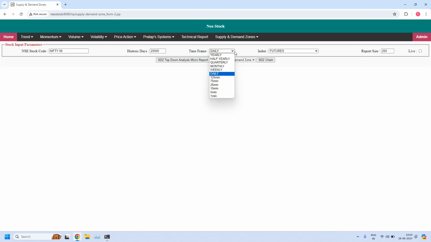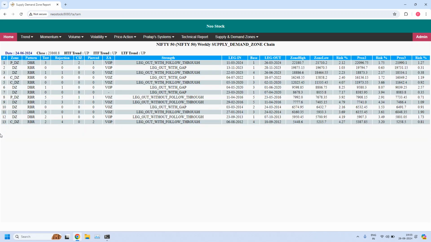And let us start from the weekly time frame. I am generating the supply demand zone chain for the weekly time frame. So this is the supply demand zone chain. Look into the zone column for finding high liquidity zones. And also look into the pierced column to find pierced zones, and they are not tradable zones. And also look into the LTF trend to check the trend of the zone. Same pattern you can apply for all the time frames. Okay, this is a weekly zone.